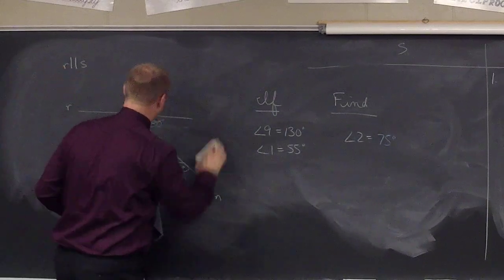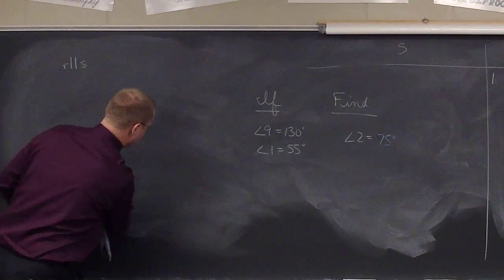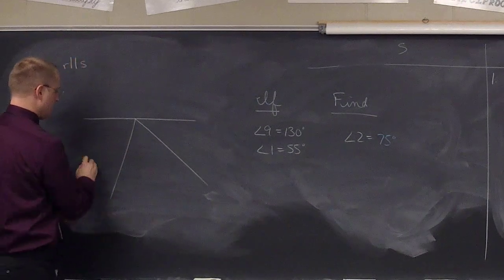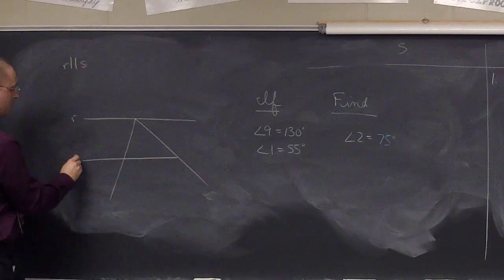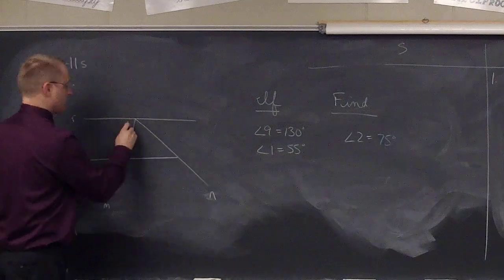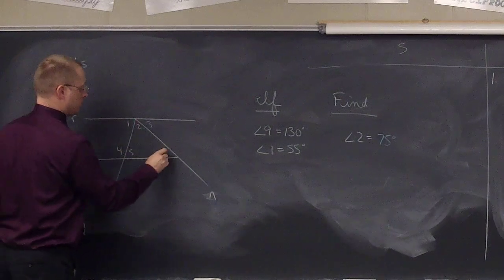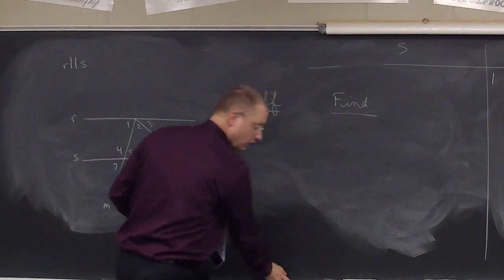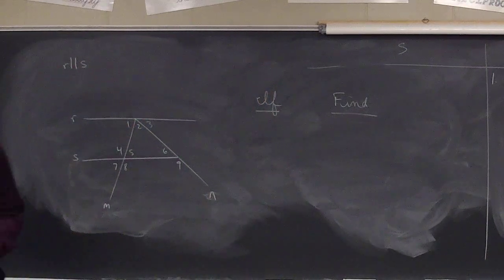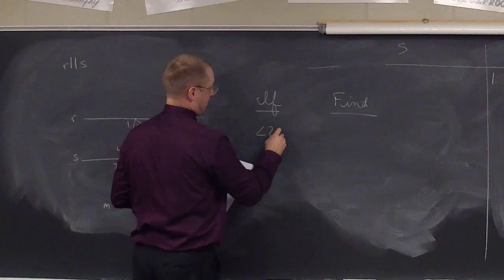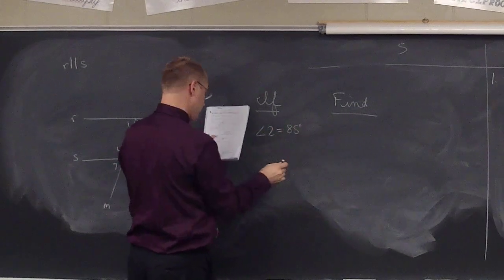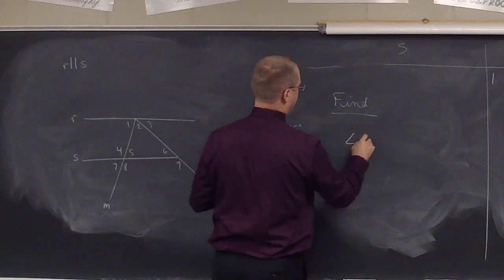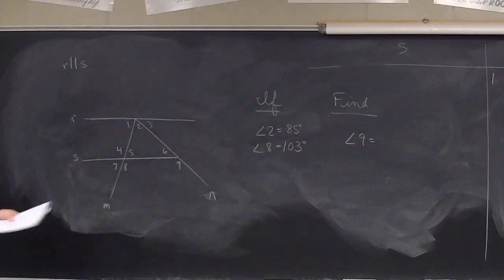All right, let's do one more. Once again, I'll redraw the picture since I did a whole lot of marking on there. R and S are parallel. We have these transversals, 1, 2, 3, 4, 5, 6, 7, 8, and 9. And this time, let's suppose that angle 2 is not 75 this time, it's 85. And angle 8 is 103. I want you to find angle 9.